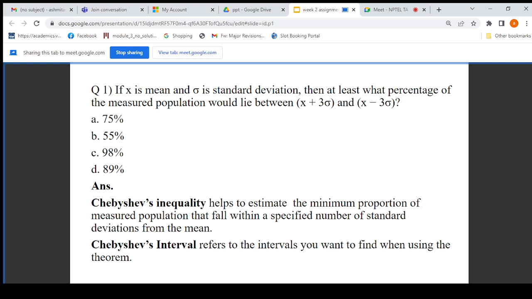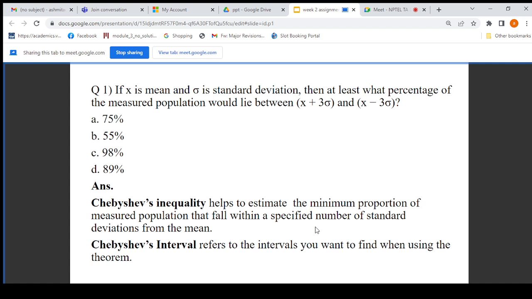So for the rest who are not able to answer it, the correct answer is we use the Chebyshev's theorem, or the Chebyshev's inequality theorem. Basically, the Chebyshev's inequality theorem helps to estimate the minimum proportion of the measured population that falls within a specified number of standard deviations from the mean. So for any distribution, it can find what amount of the population can be present in a particular region. The Chebyshev's interval refers to the interval that you want to find using this theorem.